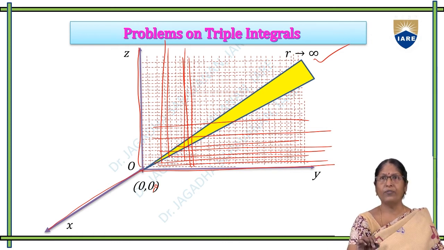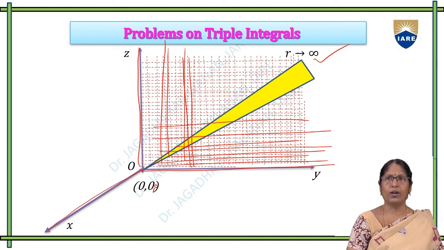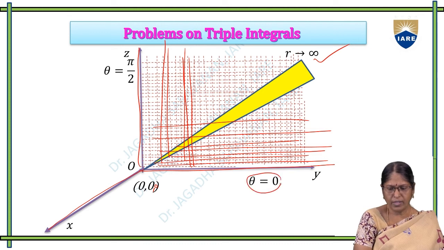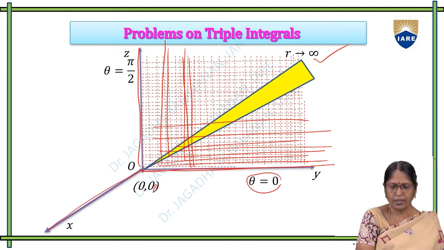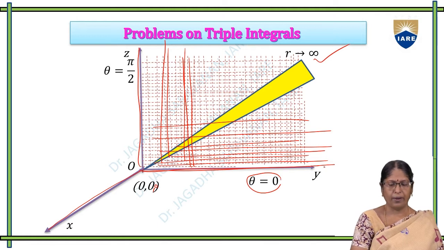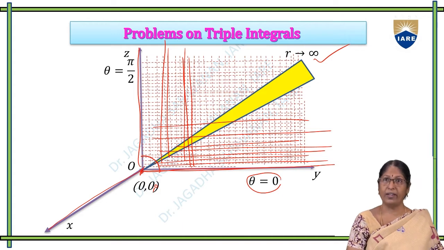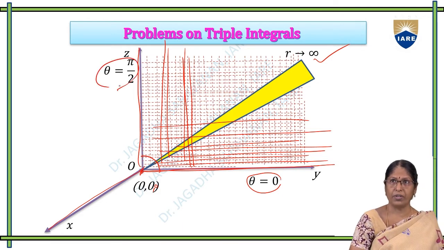We can see the figure is in our first octant, so it is only the first octant. So the angle is pi by 2. We are in 3 dimension, so the third angle phi is also pi by 2. Here theta equals 0 at the starting, the initial line. Here the angle is 0, the starting one. From here to here is 90 degrees. That is what is mentioned here.